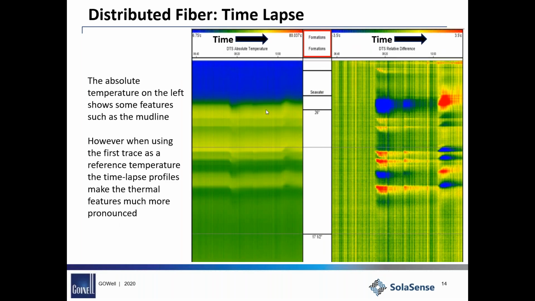A time lapse. In this case, we've got absolute temperature on the left, and it shows some features at the mud line. So if I look at the blue interval on the left, that's the North Sea, and I've got seabed moving down into the overburden, and I can see there is something going on midway through the survey. But when I start using the time-lapse ability of the distributed measurement, I can really tease out what's going on in this well.